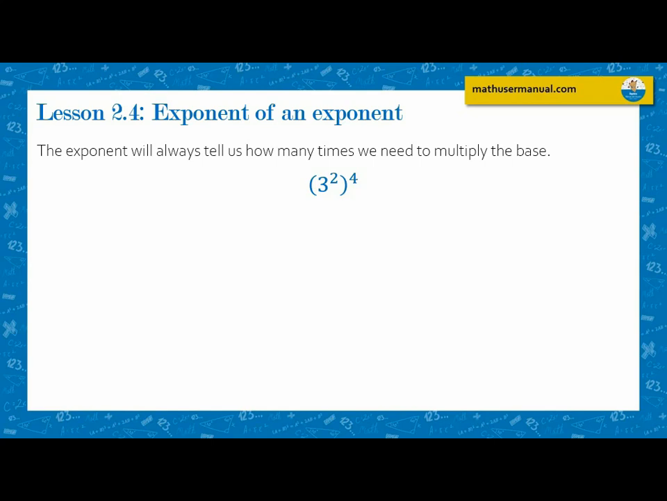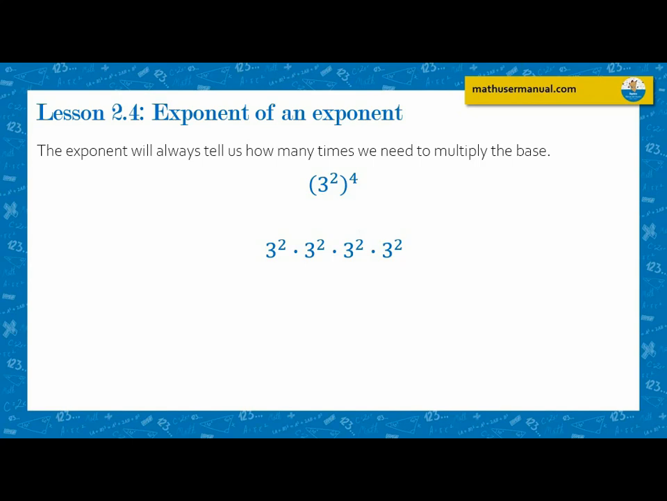For this, we need to remember that an exponent is always going to tell us how many times we multiply the base. So, if we have 3 to the power of 2 as the base, and the exponent is a 4, we need to multiply that 3 to the power of 2 four times. Let's do that. 3 to the power of 2, 3 to the power of 2, 3 to the power of 2, and one more 3 to the power of 2. That's 4 of them. But we still have exponents.